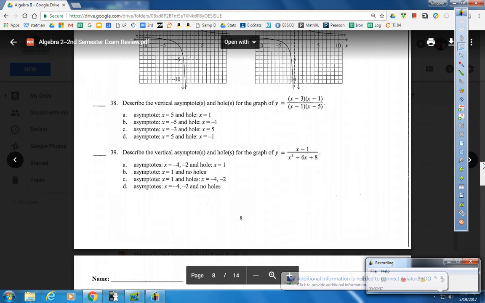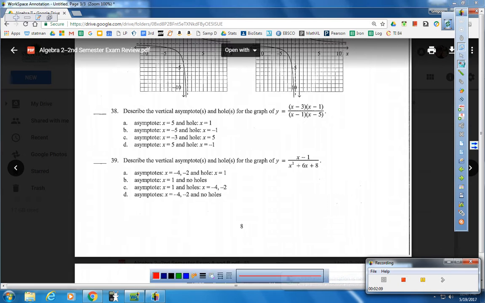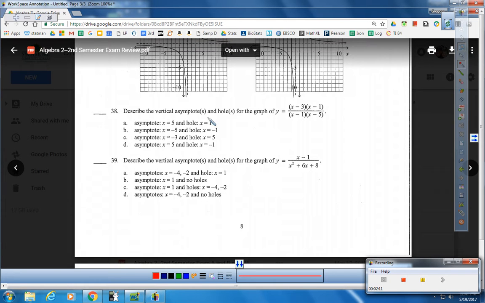For number 38, it says describe any vertical asymptotes and holes for the graph. So remember, vertical asymptotes are things that we can't cancel out. If we can cancel it out, there's going to be a hole. So we're going to have a hole where x equals 1, and we're going to have a vertical asymptote where x equals 5. So the answer there is A.